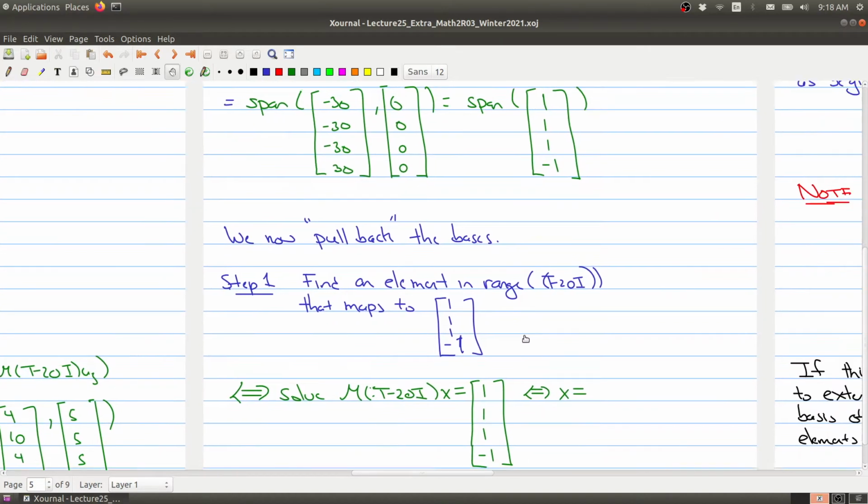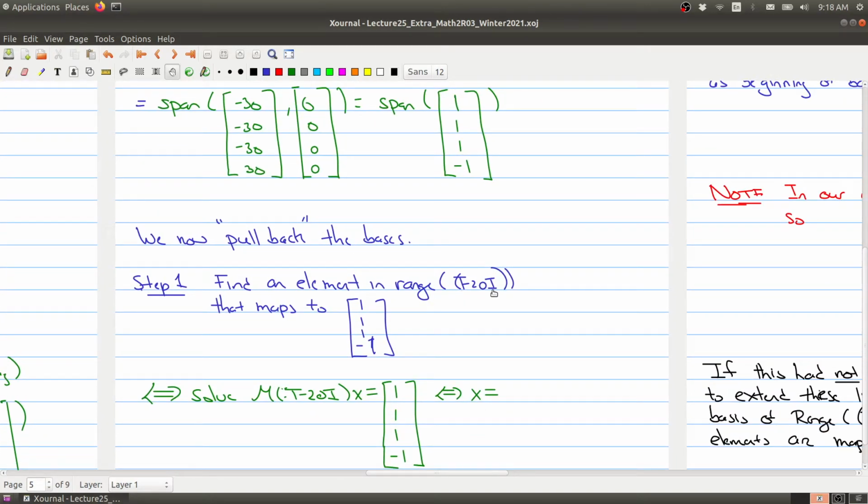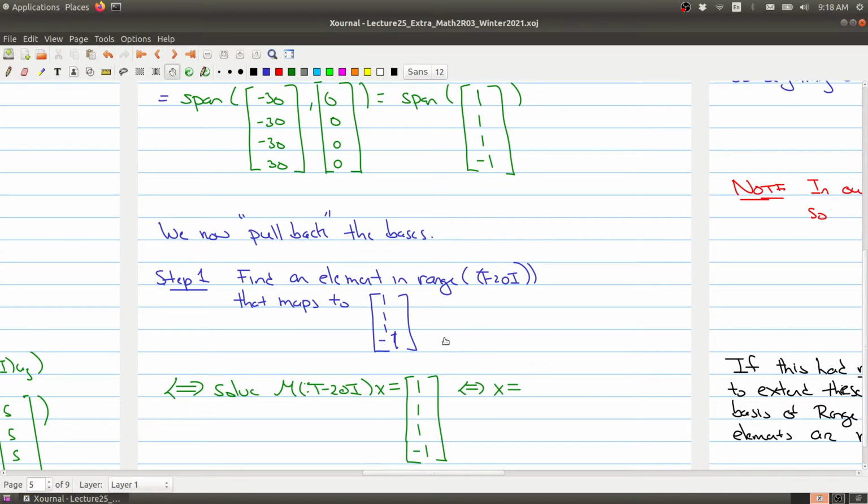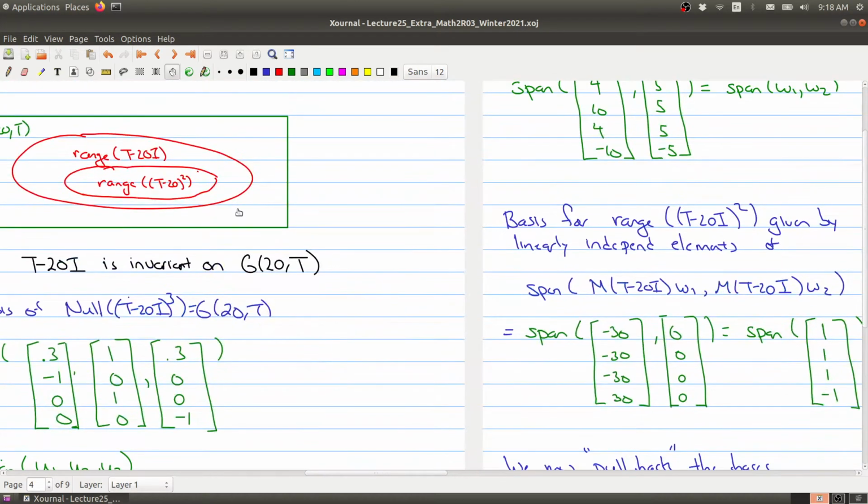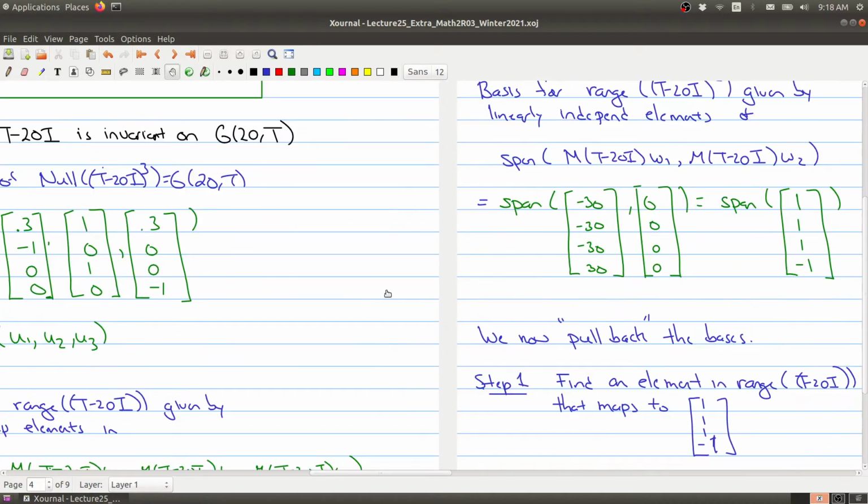So first of all, what we want to do is find an element in the range of T minus 20I that maps to our basis element. Okay, so (1, 1, 1, -1), going back to my picture, is in here, and we're asking which thing maps to here, and there has to be something because we're mapping into the range.